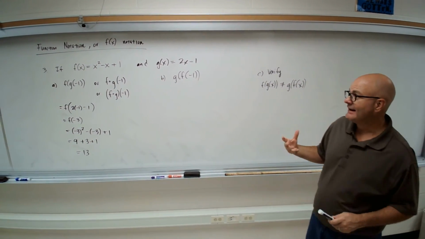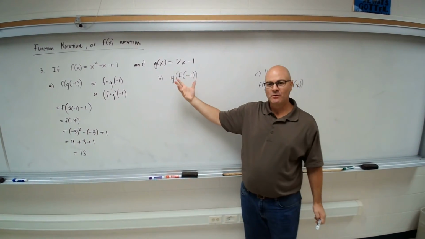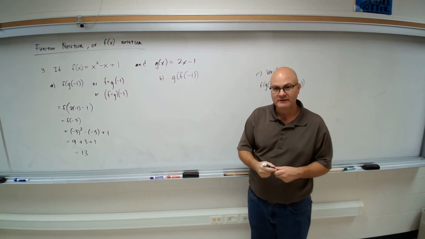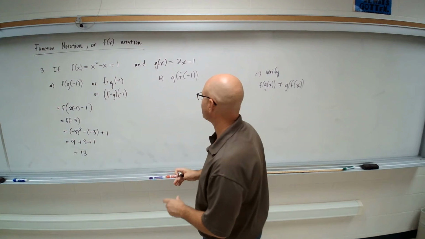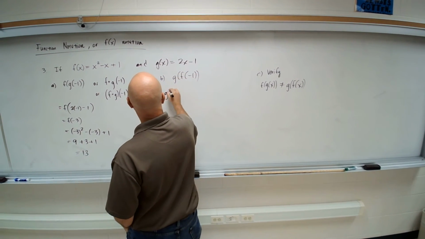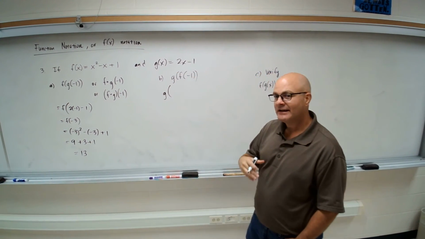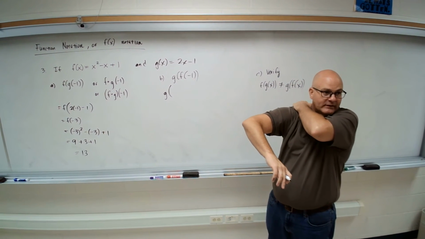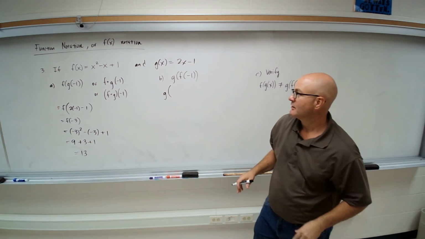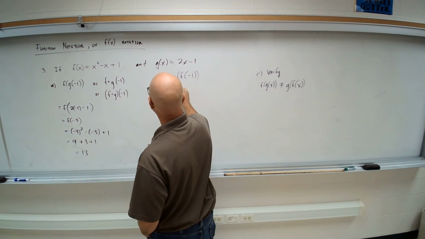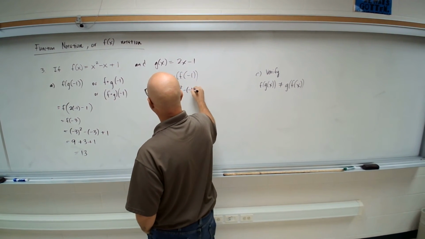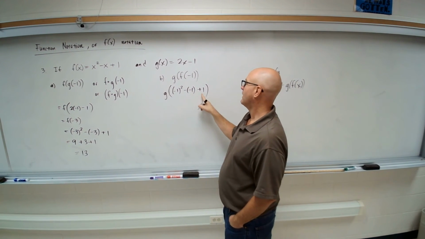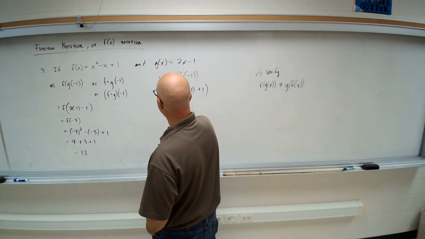It's the same input, but we're just doing the opposite order. Hopefully everybody remembers that compositions are usually not commutative. If they are, there's something special going on. So we're going to do g of, that's the outer function. I'm just leaving it there to remind myself that I'm not done. I still have to plug that whole inner number into g. So f of -1 would be -1 squared minus -1 plus 1. So that's 1 plus 1 plus 1, which is 3.